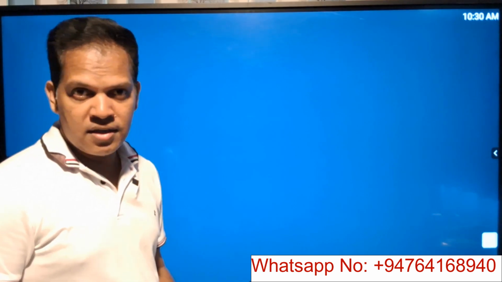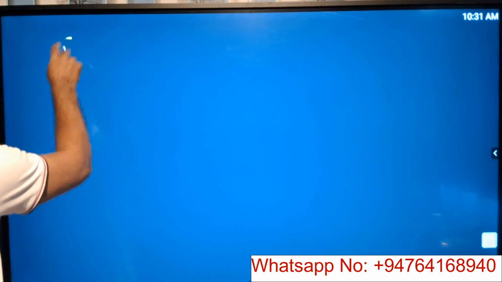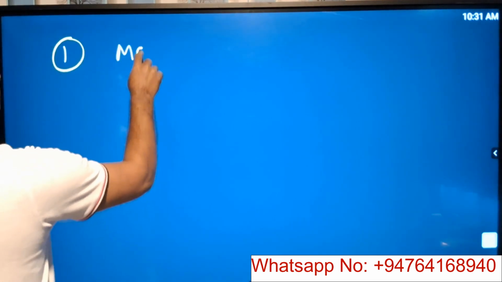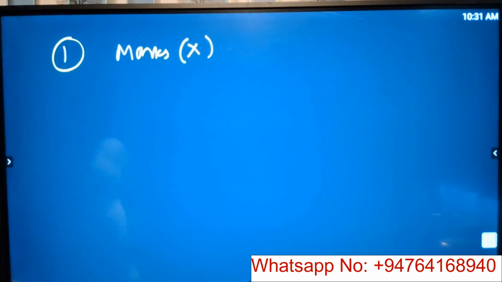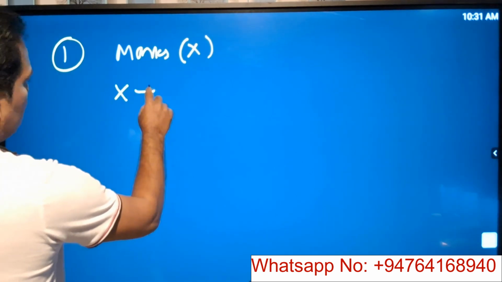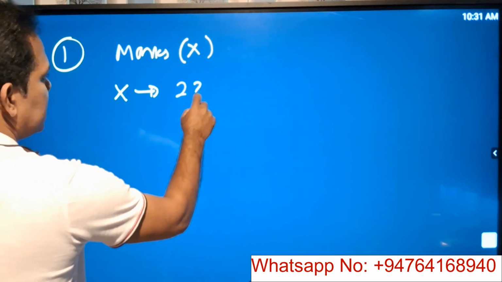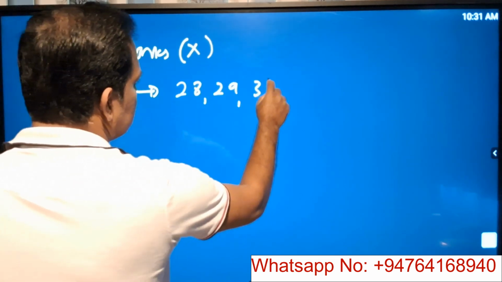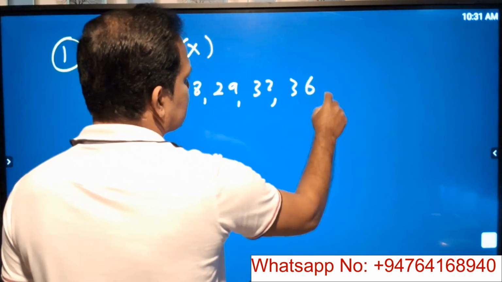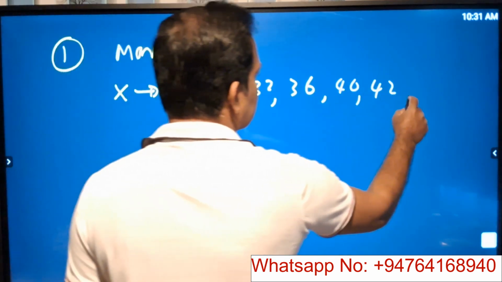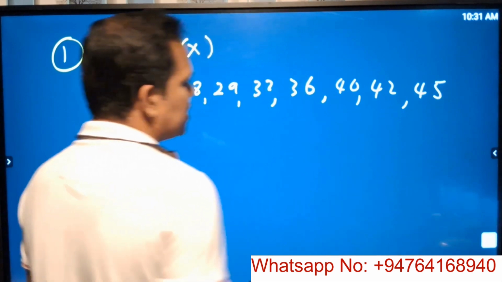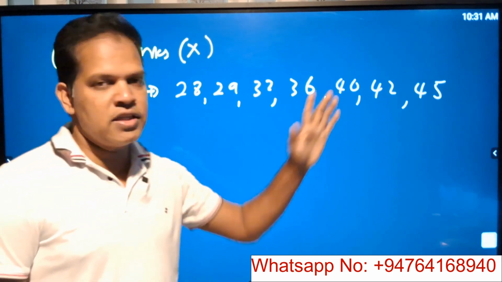Right, my first example. I think there are 7 students in this class. I arrange the marks of those students in ascending order like this. These marks of students can be denoted by x because that is a variable. So the x values, arranged in ascending order, are 28, 29, 32, 36, 40, 42, 45. 7 students are there.